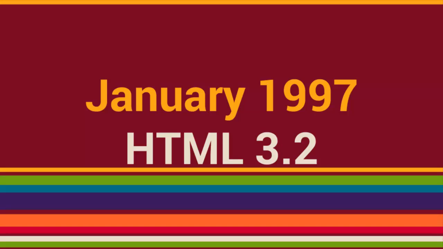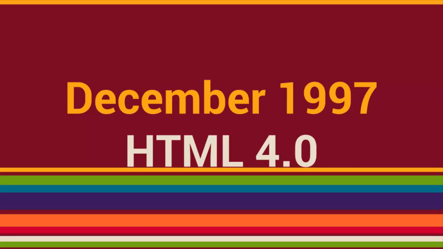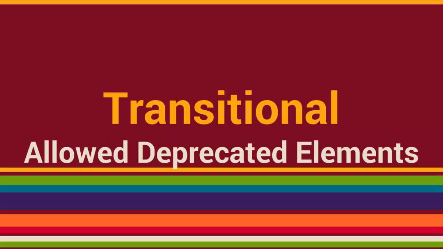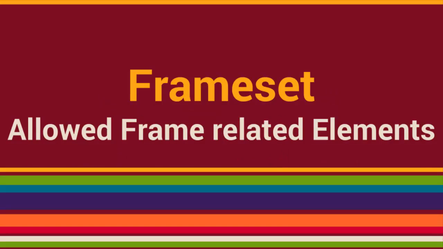Later on, in December 1997, HTML4 was published as a W3C recommendation, which included 3 variations: strict, in which deprecated elements were forbidden; transitional, in which deprecated elements were allowed; and frameset, in which mostly only frame-related elements were allowed.